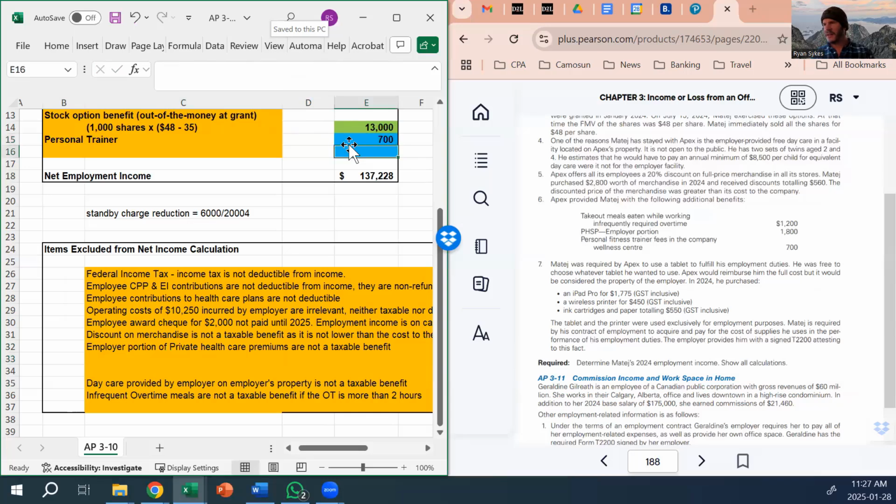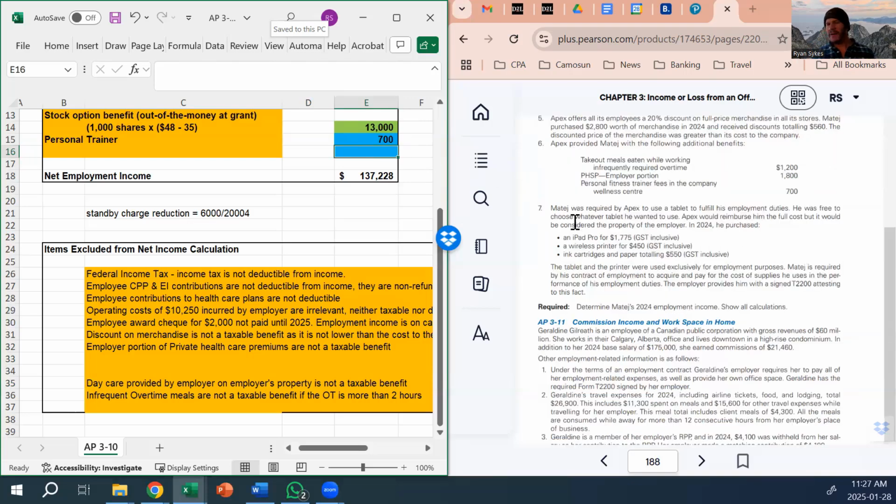Still a good deal because all he has to do is pay tax on $700, which, as we said before, maybe is 30%. So he pays $210 for the use of a personal trainer for the entire year. I would take that deal. I could use it. Yes. All right. Now we have our final point.